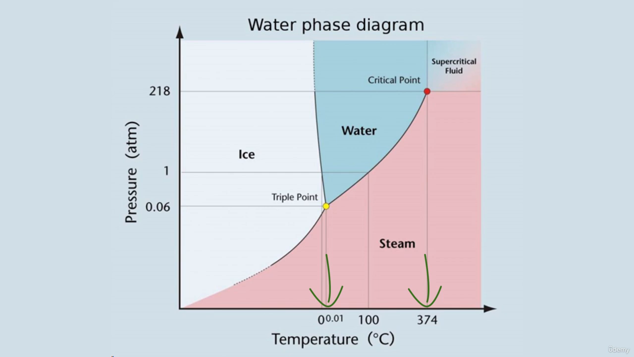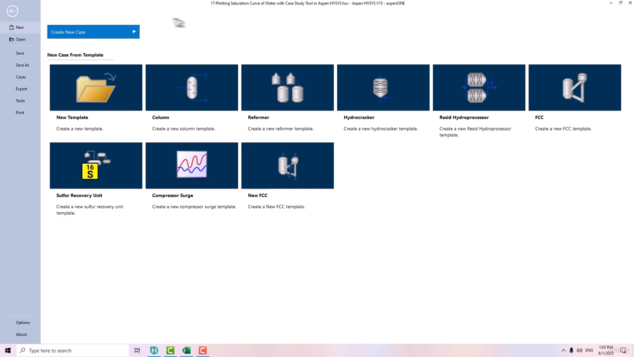The case study feature in HYSYS allows you to systematically vary one or more independent variables and observe how one or more dependent variables respond. It's not just useful for plotting saturation curves, it's also commonly used for optimization studies, sensitivity analysis, and finding operating limits. Now let's complete the lesson on how to plot the saturation pressure versus temperature curve for water using the case study tool in Aspen HYSYS.